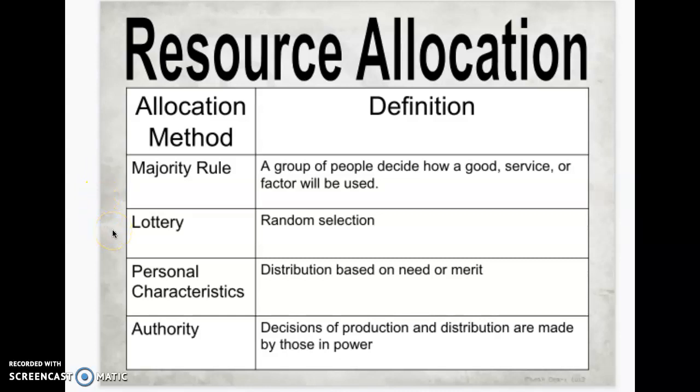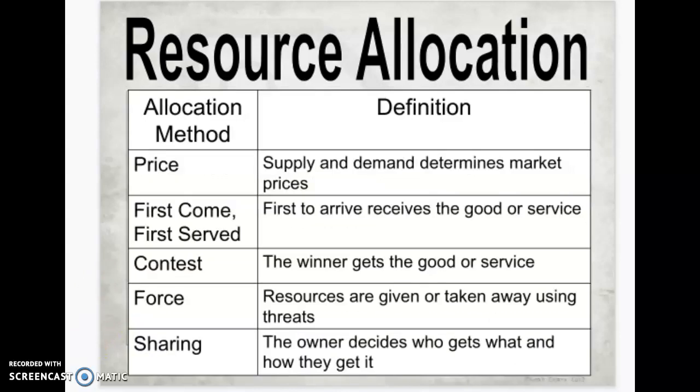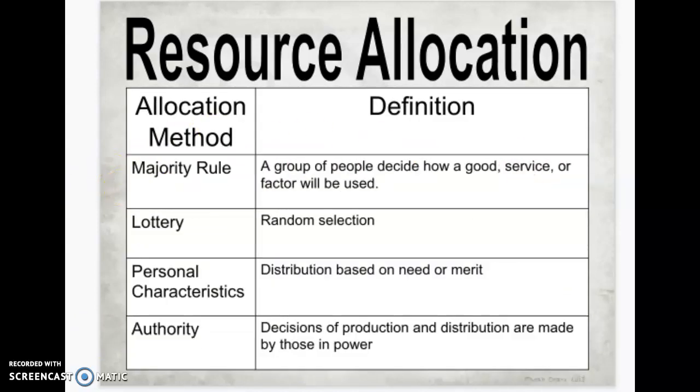Let's vote which 5 get to have the chairs for today. Maybe a lottery. That's random selection where we put all of your names into a hat and we'll draw out who gets the chairs. Or maybe it's personal characteristics. So it's who has the most blondest hair. You get to have the chairs. Or maybe it's by authority. I'll just decide who gets the chairs. So all of those ways are ways to allocate resources, but typically with supply and demand, it's prices, and the prices send signals in the marketplace.